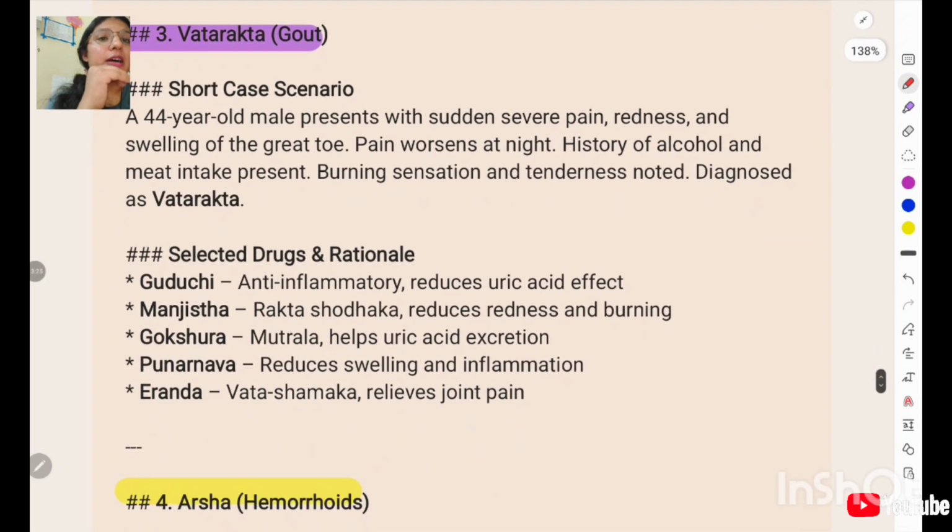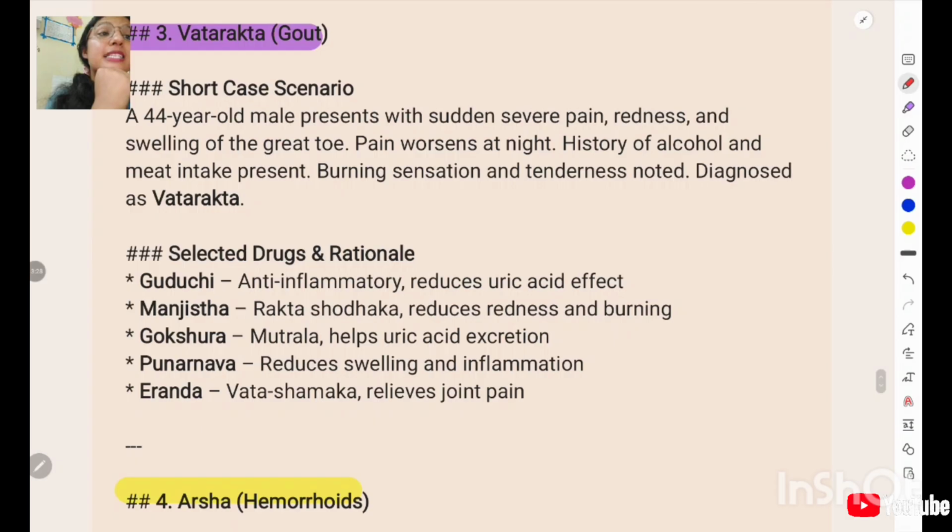For Vata Rakta, a 44-year-old patient with sudden severe pain, redness, and swelling of the great toe. Since here the big toe, the Adya Roga always has this kind of manifestation, also burning sensation and tenderness are noted, diagnosed with Vata Rakta. So the Agrya drug for Vata Rakta is Guduchi. Again Guduchi is there because of its anti-inflammatory, uric acid reducing effect. Then Manjishta is there. Then your Gokshura, again this Mutrala, so it will reduce the inflammation. Then next is our Punarnava and this Eranda. Eranda is also very good for inflammation.